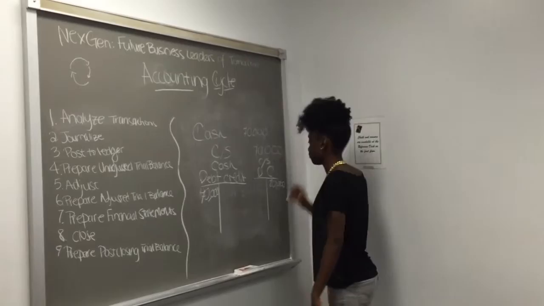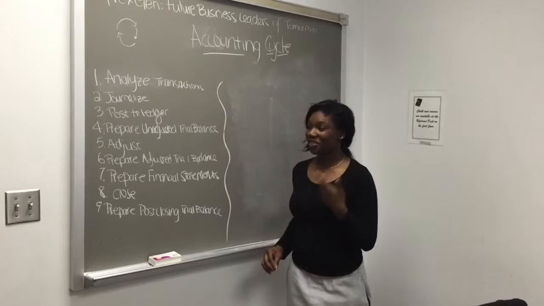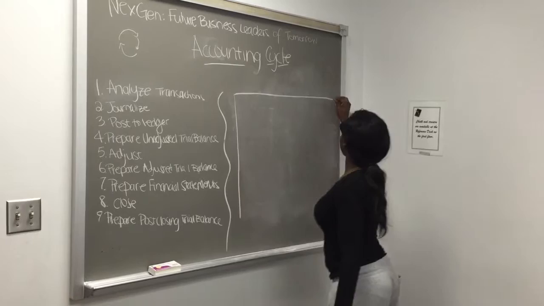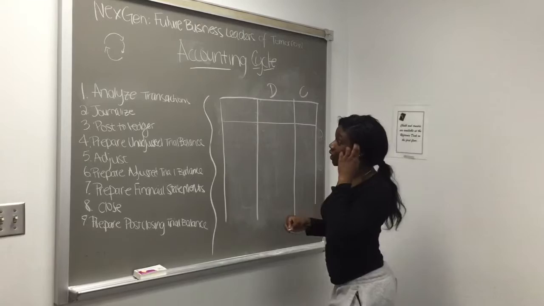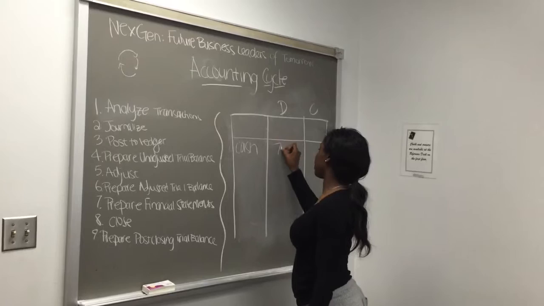So next we have preparing the unadjusted trial balance, which my colleague Marenica will come up and explain. Thank you, Simone. Okay, so when you're preparing your unadjusted trial balance, you just take the accounts that you used for your general ledger, and then you just make a chart. This is our chart that we're going to use. This would be for your debits, and this would be for your credits. Right now we have cash, so I'll do cash. Usually you'll have a whole bunch of other accounts, but right now we're just going to work with cash and common stock. So cash was debited for $70,000.